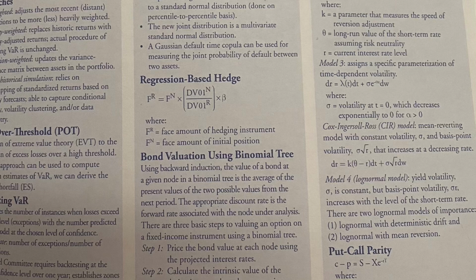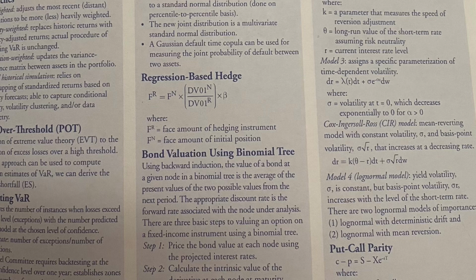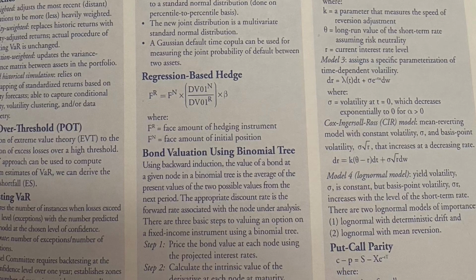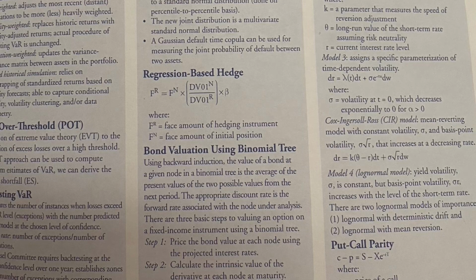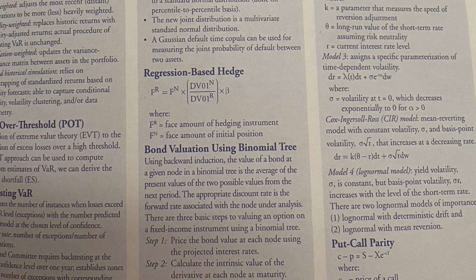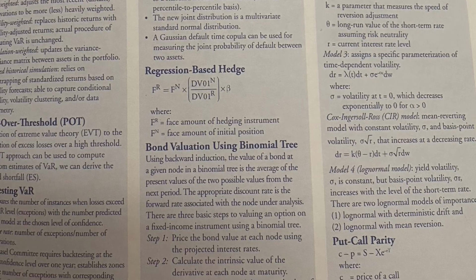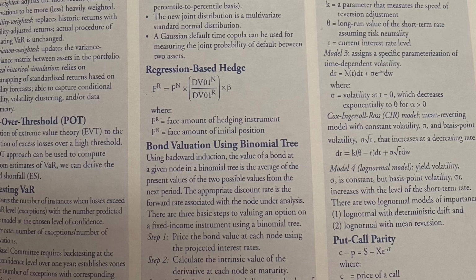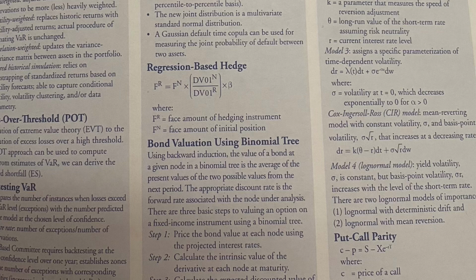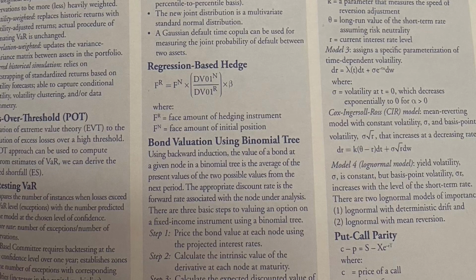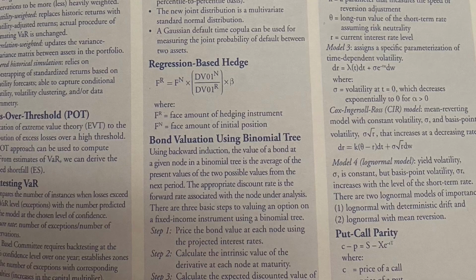Model 2 adds a positive drift term to model 1 that can be interpreted as a positive risk premium associated with longer time horizons. dr equals lambda dt plus sigma dw, where lambda is the interest rate drift. Ho-Lee model, it generates drift to incorporate time dependency. dr equals lambda t dt plus sigma dw.